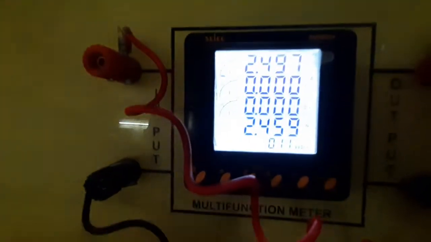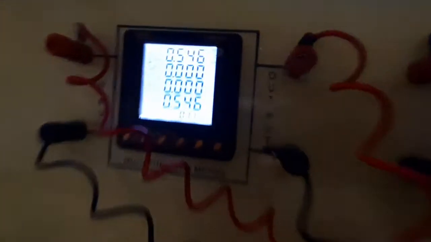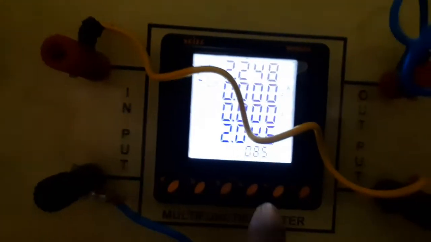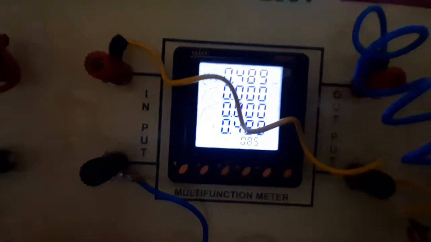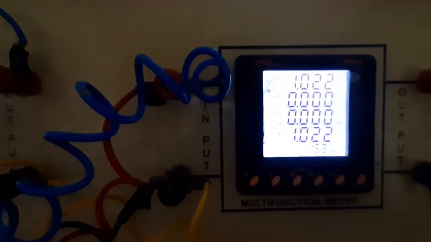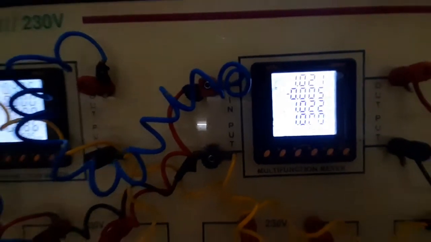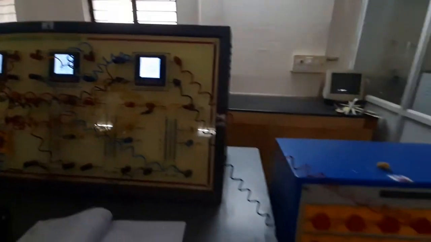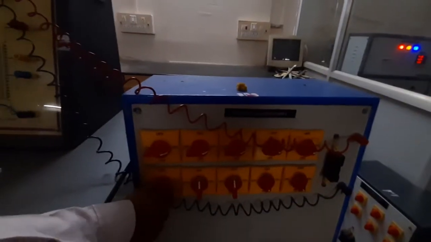The current reading is 2.4 for the first one, and the second one is 2.2. So the total current is 4.7, and the power readings are W1 546 watt, W2 489 watt, and W3 the total, 1023 watts. Similarly, I can put another load.